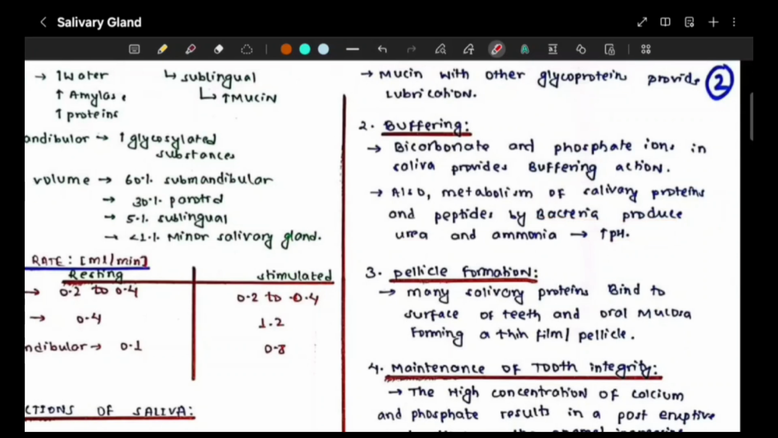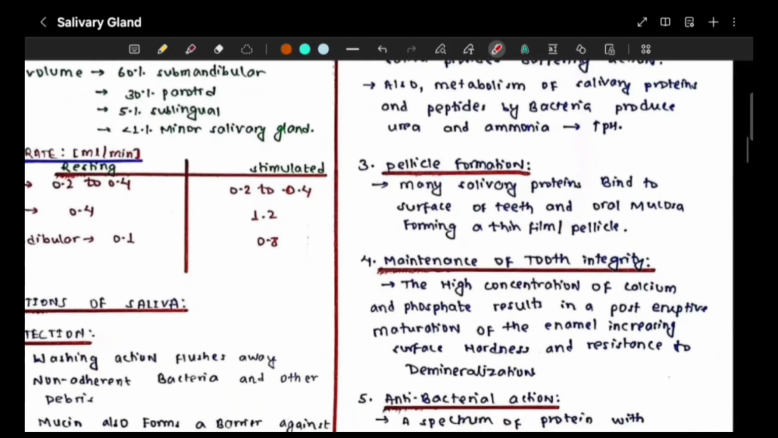As you know, the bacteria present in the oral cavity ferment substrates like carbohydrates and produce acid. That decreases the pH of the oral cavity and initiates the formation of caries on the tooth surface. But salivary proteins and peptides are metabolized by the bacteria, and they produce urea and ammonia, which increase the pH. So there is a balance of pH in the oral cavity, and you should remember this.